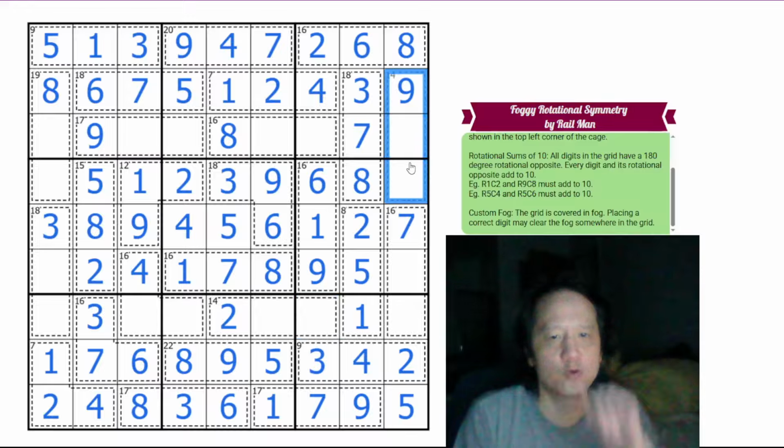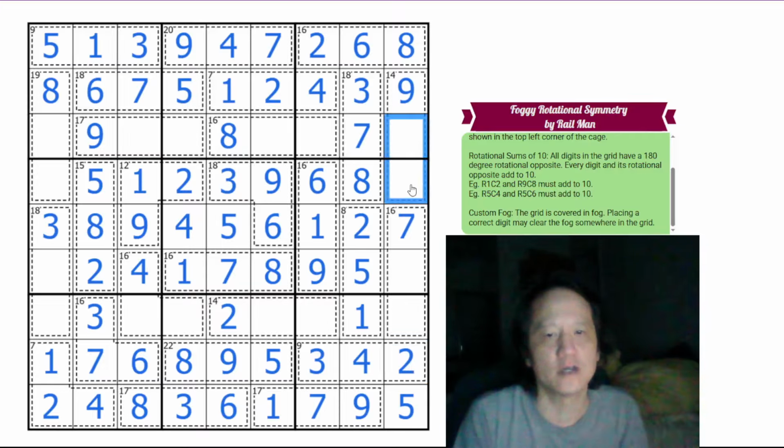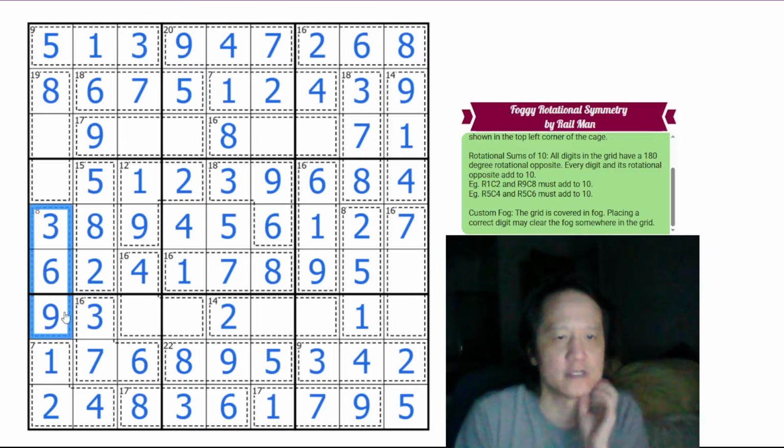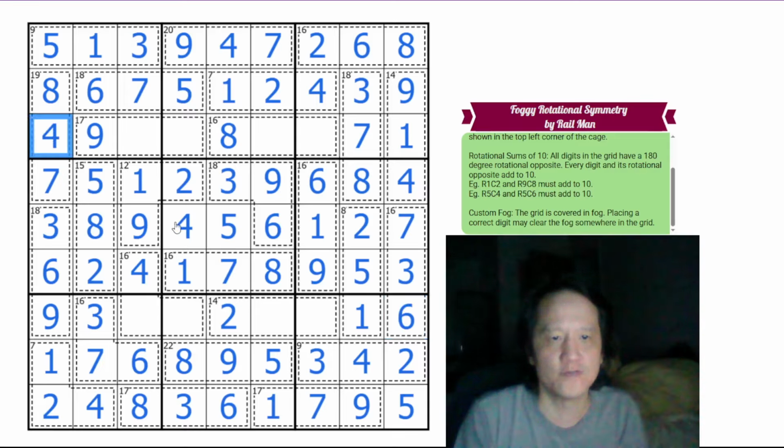To add up to 14, it's either 1, 4, 2, 3, and 2 is already in the column. This can't be 4, so that has to be a 1, and that's 4, which is opposite 9 and 6. 3, 6, 9 adds up to 18. That leaves this digit as 3, which makes this 7. This digit as 6, which makes this 4. This digit as 2, which makes this 8. This digit as 5, which makes this 5.